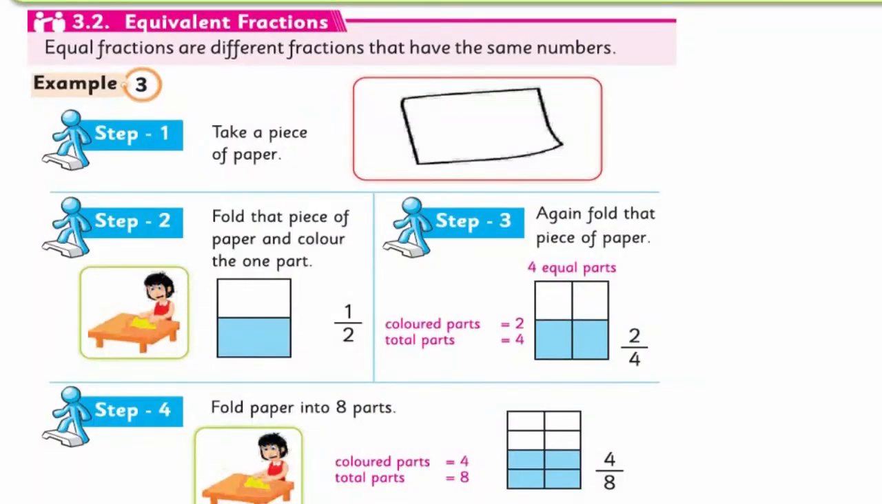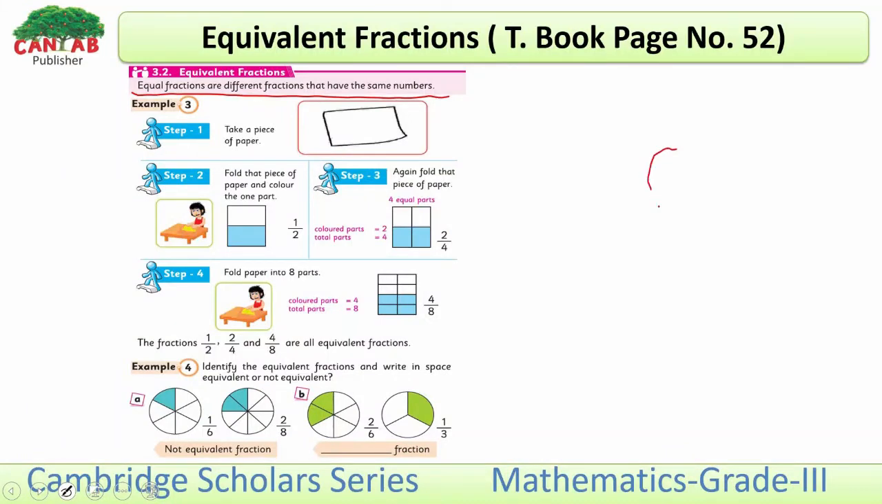Equal fractions are different fractions that have the same numbers. Look at this circle. This one. This is a whole. When we divide it, this is 1 over 2. When we divide this whole circle into 4 equal parts. So this part is shaded part, so it becomes 1 over 2.